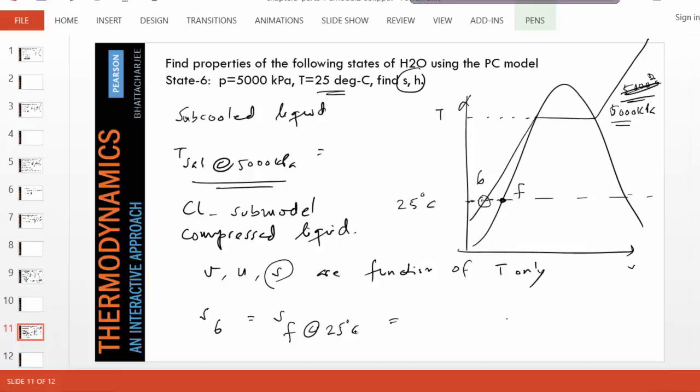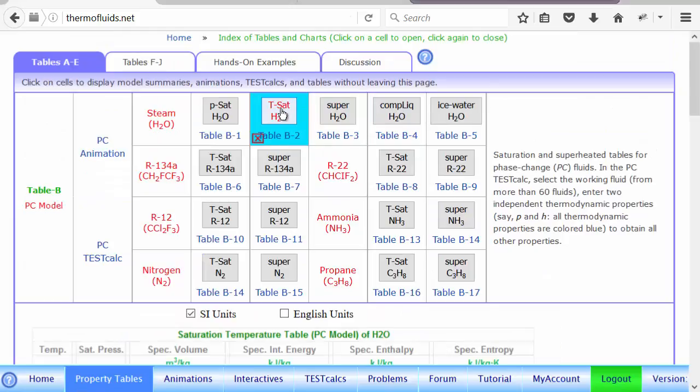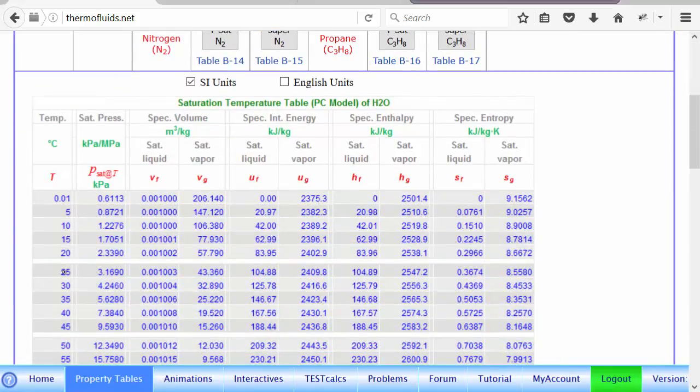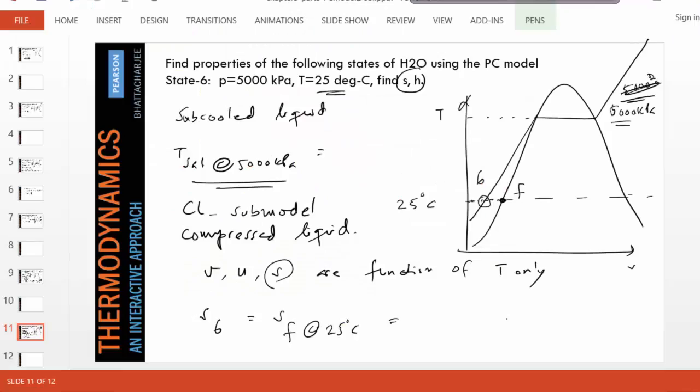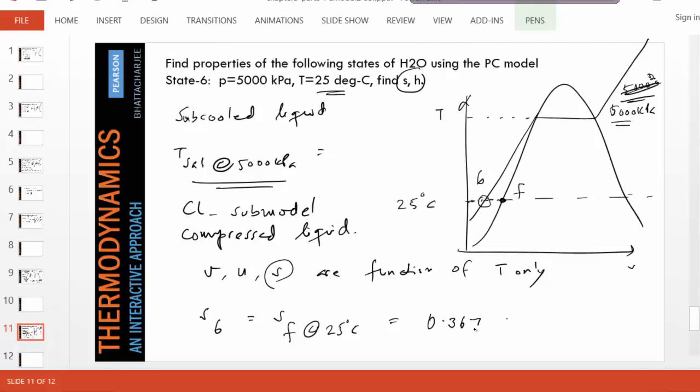Sf at 25 degrees Celsius, we go to the saturation table for temperature, which is T sat, and look for 25 degrees Celsius. Yep, it's here. And what is Sf? We just pick up the value, 0.3674. We come here and say, we got this number. So we found the entropy of water at this temperature and pressure, because entropy really doesn't depend on pressure, only on temperature.